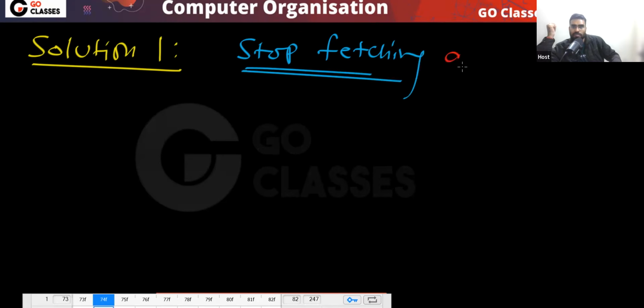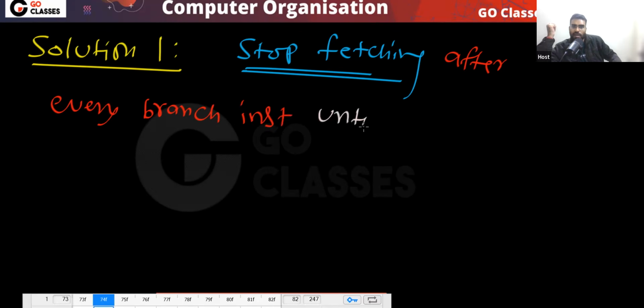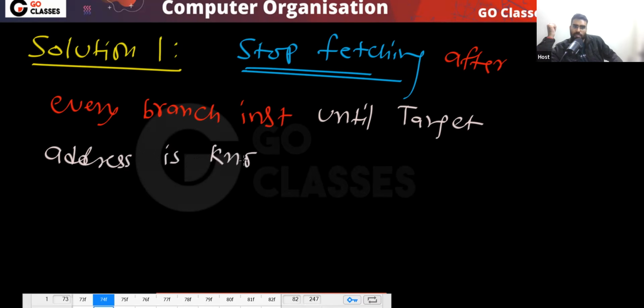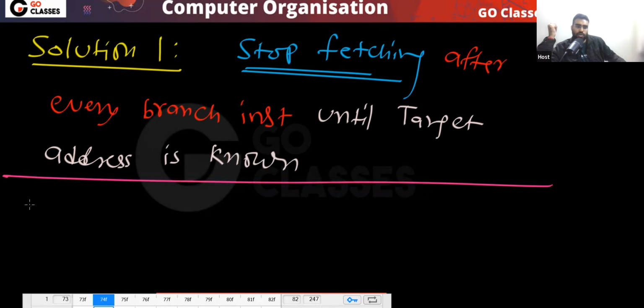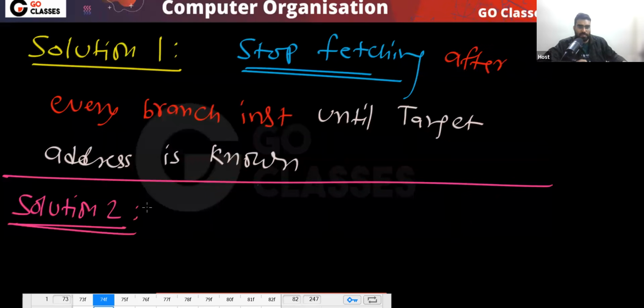After every branch instruction. Right? This is what we were doing, correct? After every branch instruction, until the target address is known. Okay, this is what we were doing. What is solution 2? Solution 2 is saying, why stop fetching?